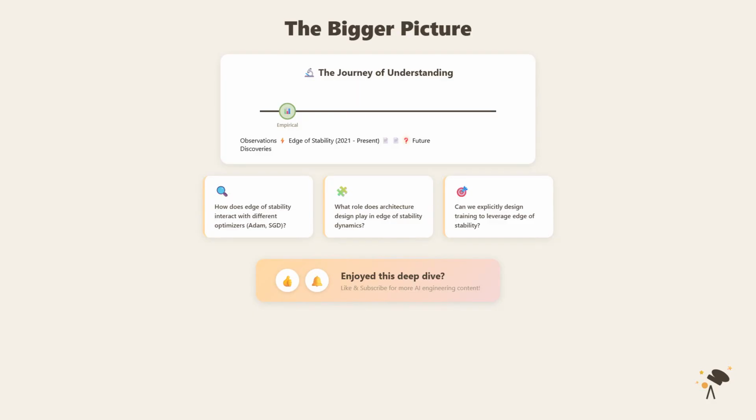How does edge of stability interact with different optimizers like Adam or SGD with momentum? What role does architecture design play in edge of stability dynamics? Can we explicitly design training procedures that leverage edge of stability more effectively? These are open questions that researchers are actively investigating. The journey of understanding deep learning optimization is far from over. We're looking through a telescope into vast, unexplored territory, with edge of stability being one of our most powerful recent discoveries.